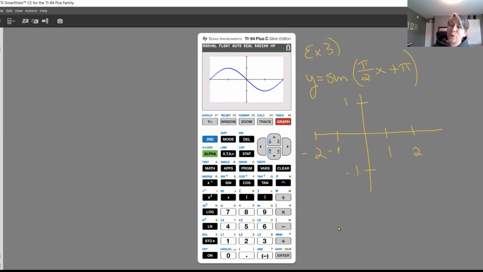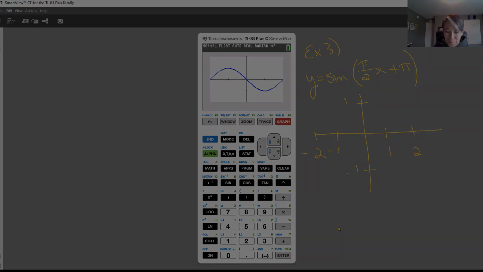But notice, in order to graph it properly, we kind of need to know what all of our hash marks, how they're labeled, so we can check it. You don't want to rely on your calculator to graph it, because if your window's messed up, you're not going to be able to tell what the period actually is.